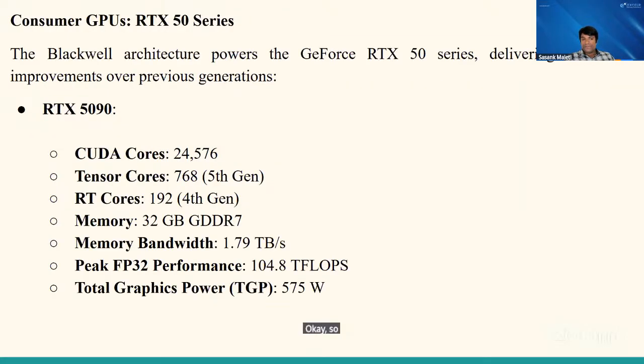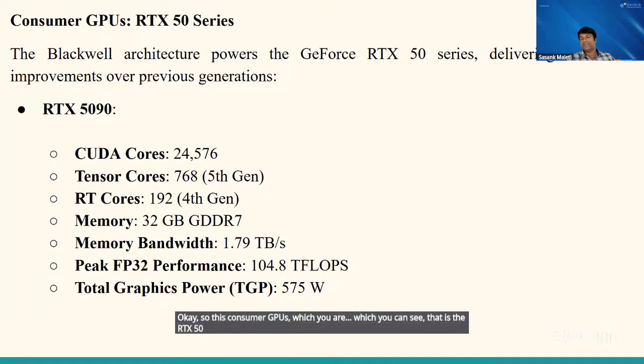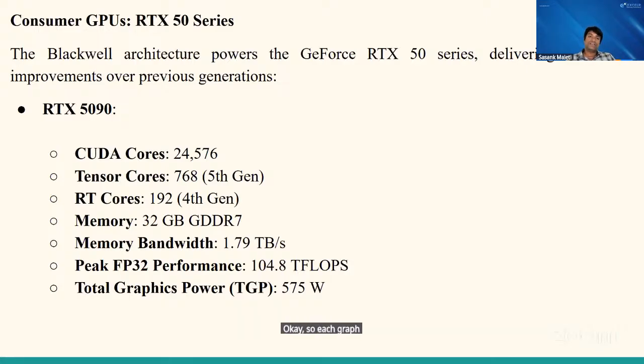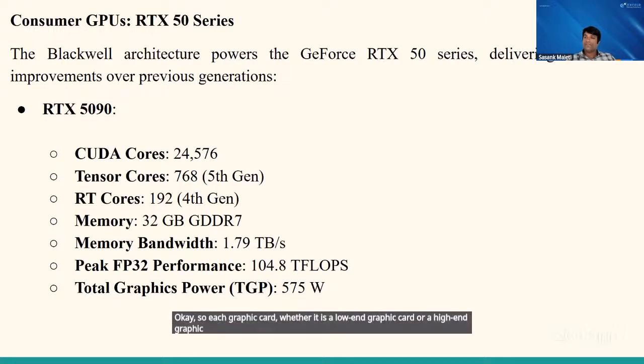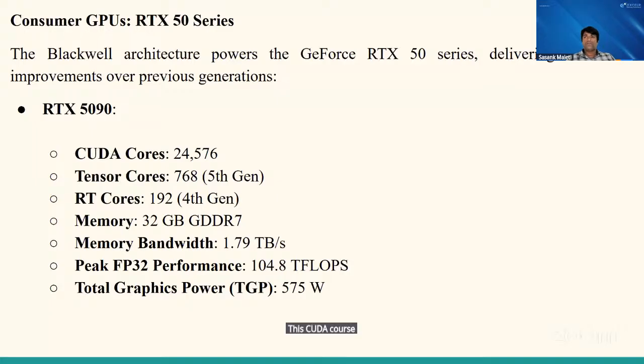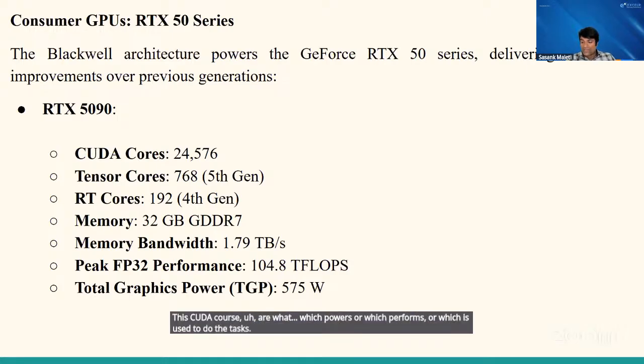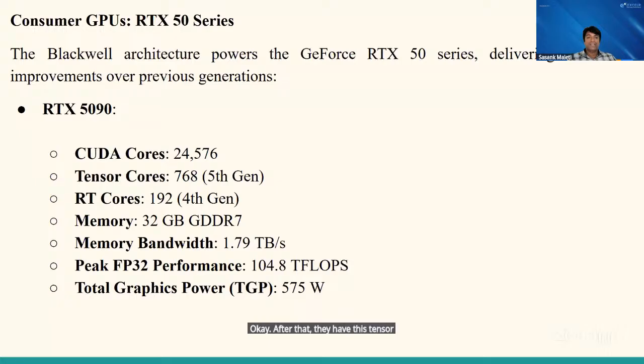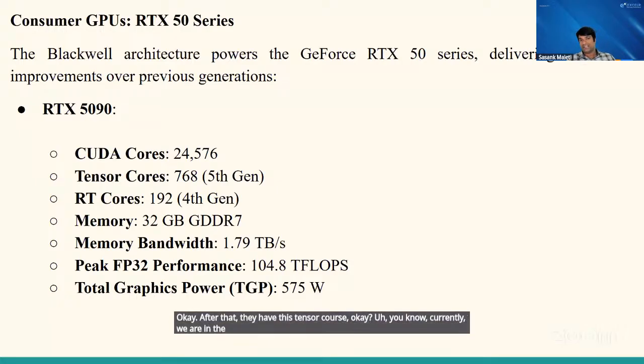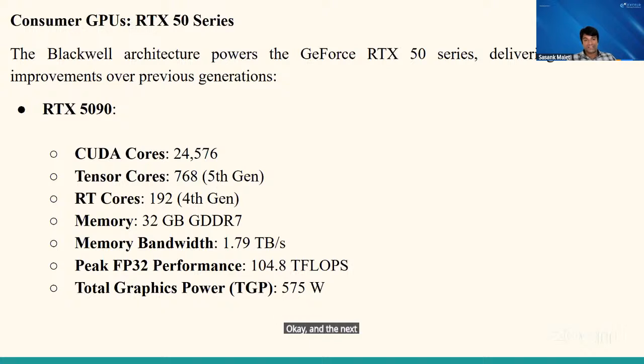That is what I told you, it is yet to be seen how the second generation transformers actually perform. Now the consumer GPUs, that is the RTX 50 series graphic cards, which are the graphic cards we as normal consumers actually use. Each graphic card, whether low-end or high-end, has a few things called CUDA cores, which perform the tasks. After that, they have tensor cores; currently we are at the 5th generation tensor cores. And the next thing is the RT cores, which are nothing but the ray tracing cores.